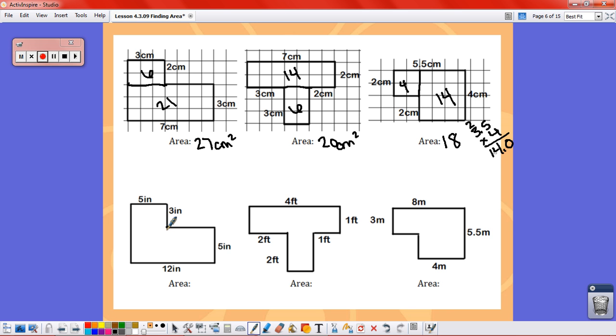Alright, so if I cut this one across, it'd be 5 by 3 is 15, and 12 by 5 is 60, and together that makes 75 inches squared.